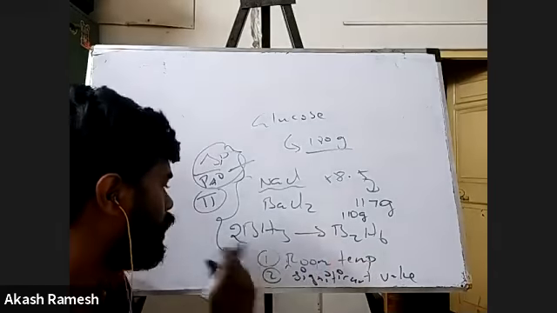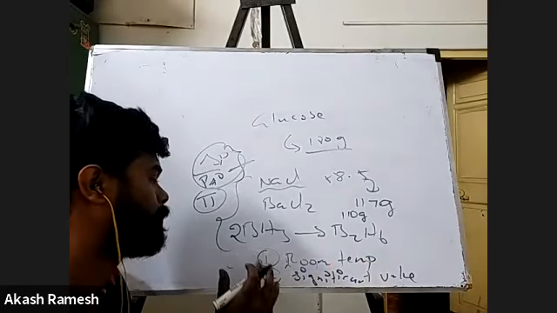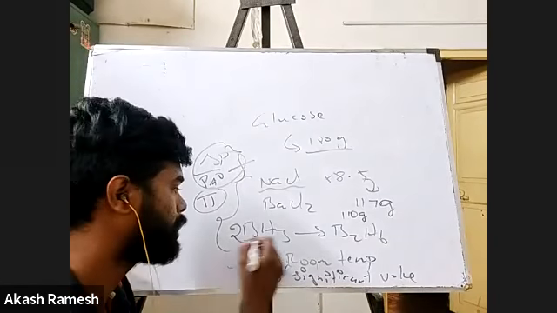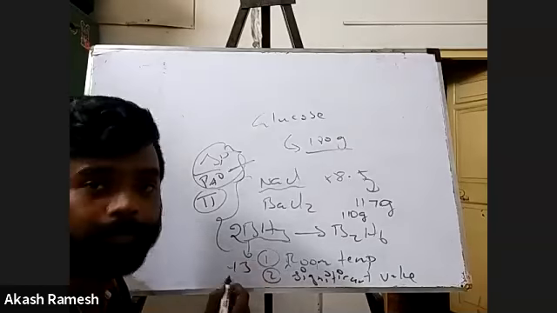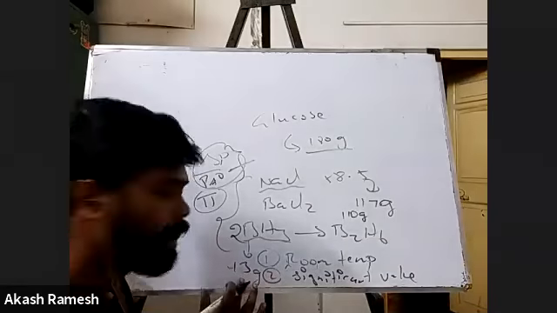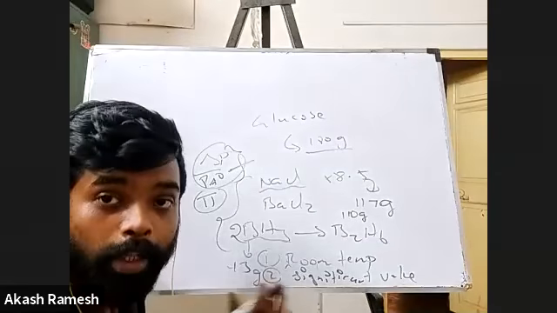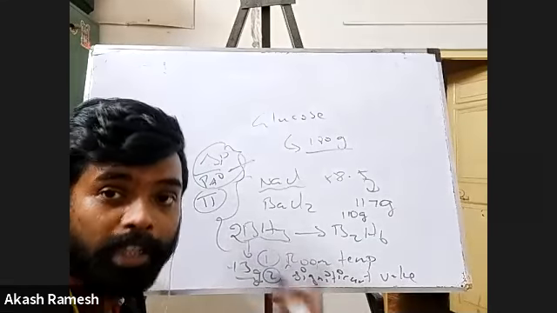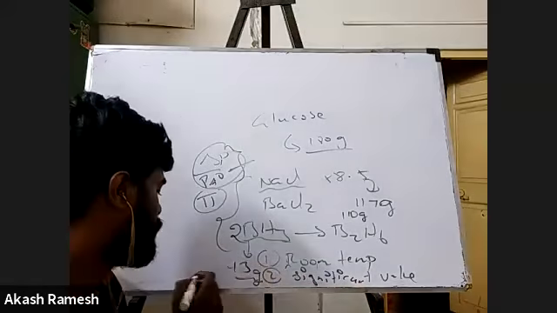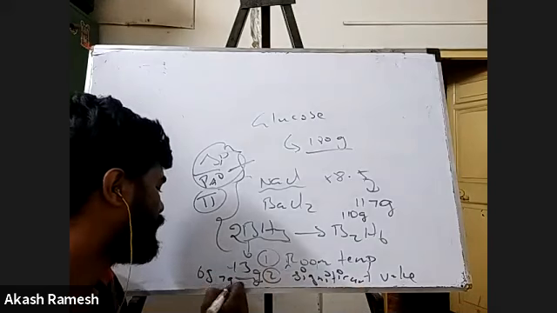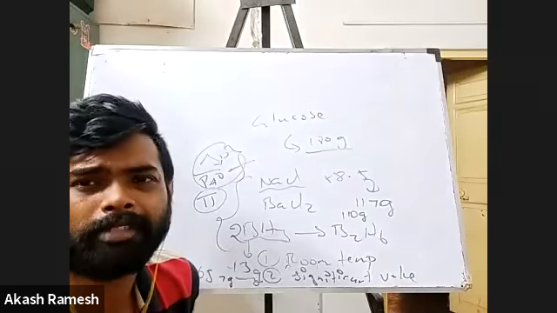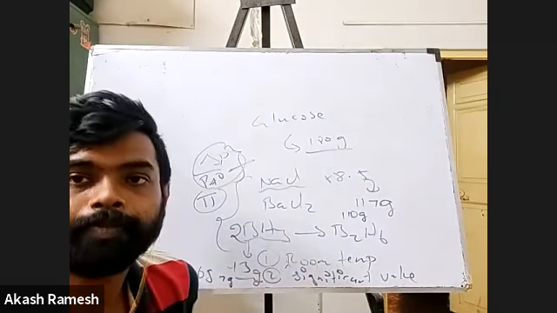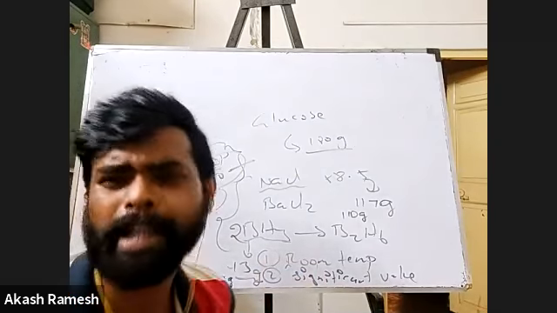You can calculate: the atomic mass of boron is 10, 10 plus 3 will be 13. This is what we expect in reality. But what you will see through the calculation is that you will be getting around 6 grams or 7 grams. 6 grams or 7 grams is what you will see from the calculations.